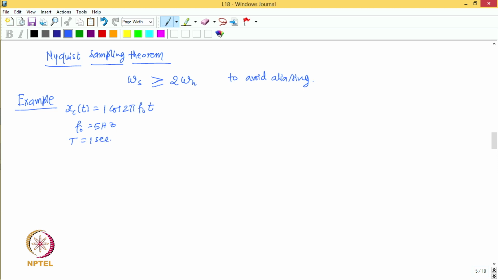Let us now sketch the signal. This signal will complete 5 cycles in 1 second. So, we have 2, 3, 4 and 5, and then these are the middle points of each cycle. And now let us sketch the signal like this.